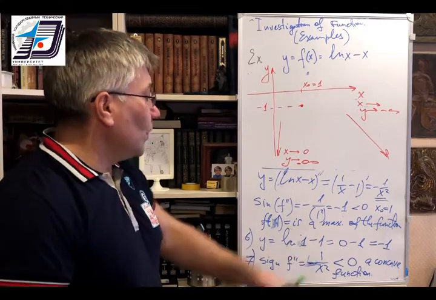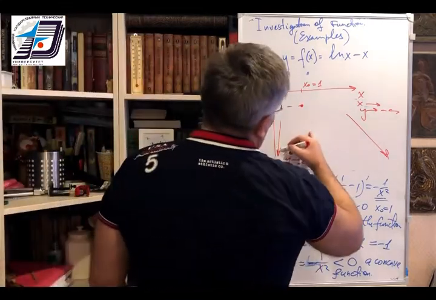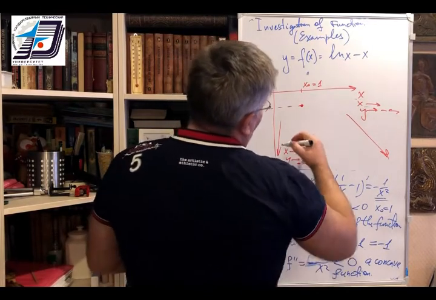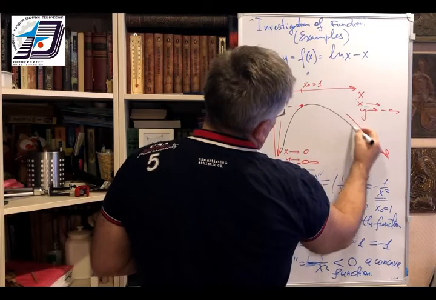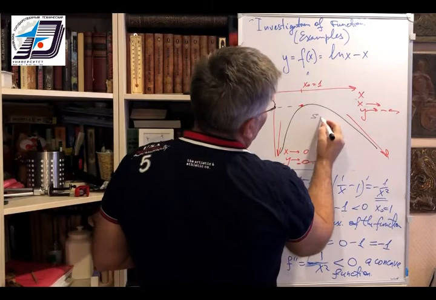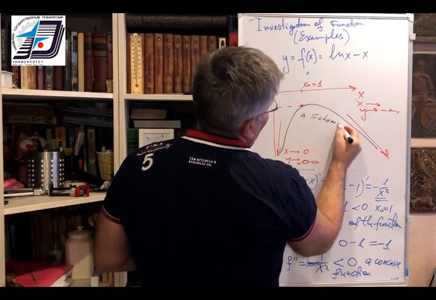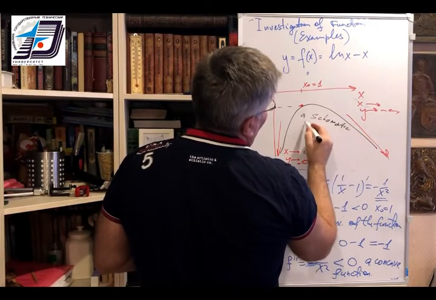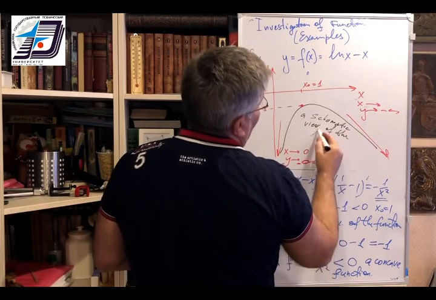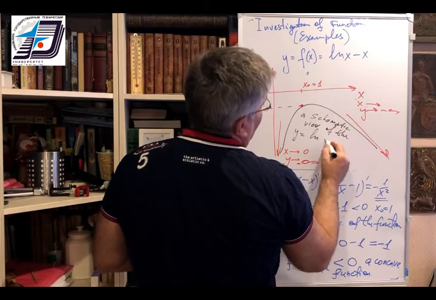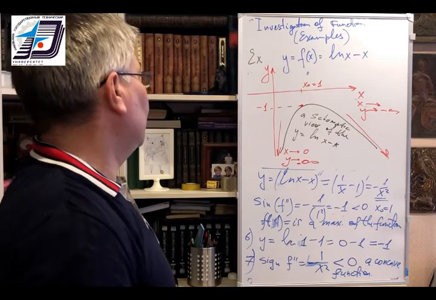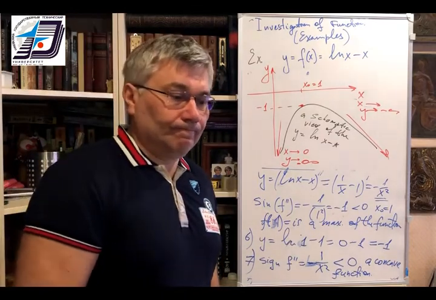And the function is always concave, so according to this logic it looks like this kind of curve. So this is a schematic view of the function y equals ln x minus x. Bye bye.